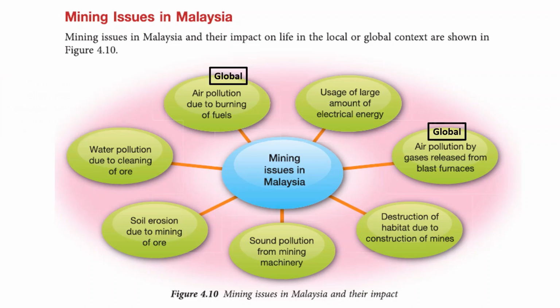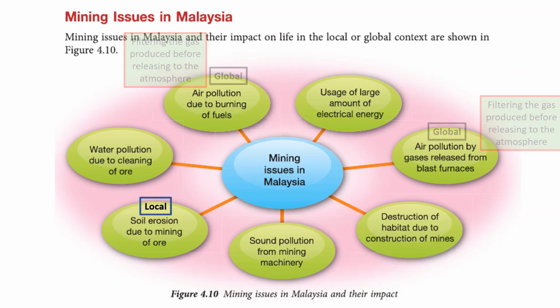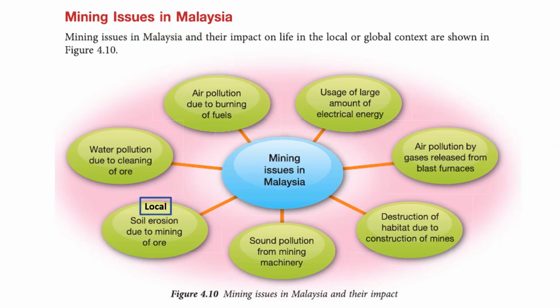Air pollution: there are two issues regarding air pollution, and they are examples of global context. One, air pollution due to burning of fuels. Another one is air pollution by gases released from the blast furnace. So how to reduce this pollution? By filtering the gas produced before releasing it to the atmosphere. Next, soil erosion due to mining of ore is an example of local context. To reduce this problem, replant trees.